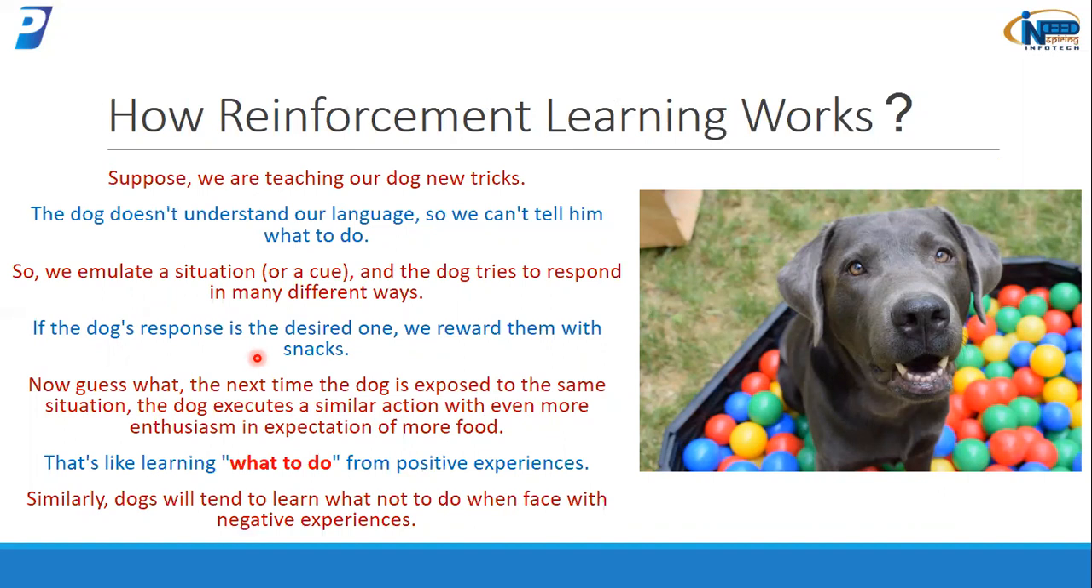Now guess what the dog is supposed to do next time? Next time also the dog will execute the same action with more energy and enthusiasm because the dog will be in the expectation of more food. That's like machine learning. So the dog is learning what to do from positive experiences. Similarly, the dog will also learn from negative experiences what not to do.